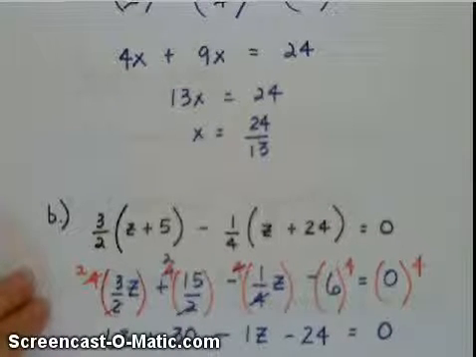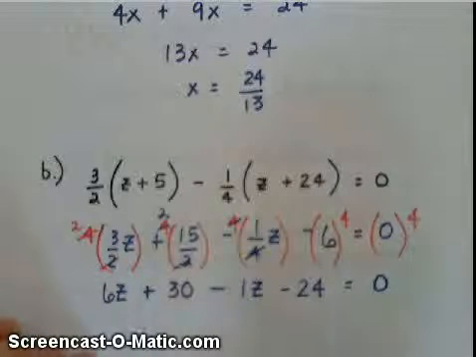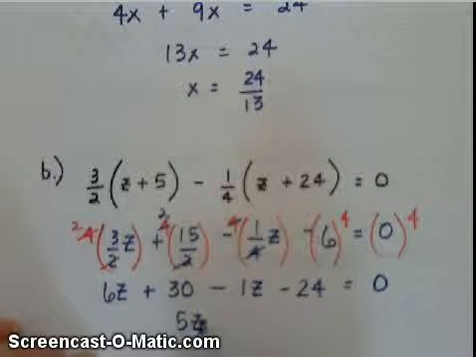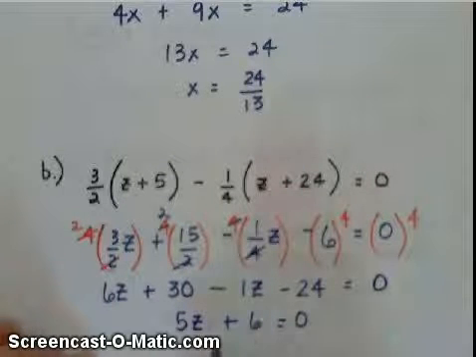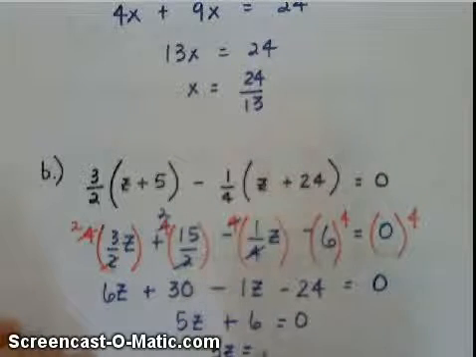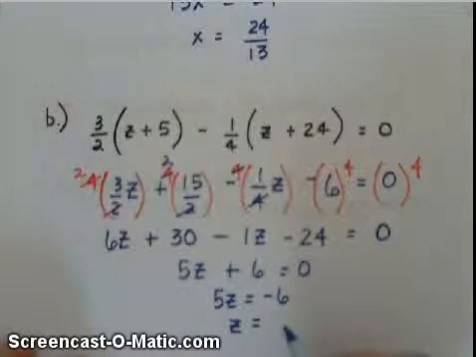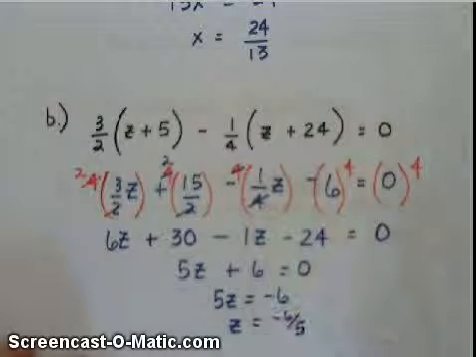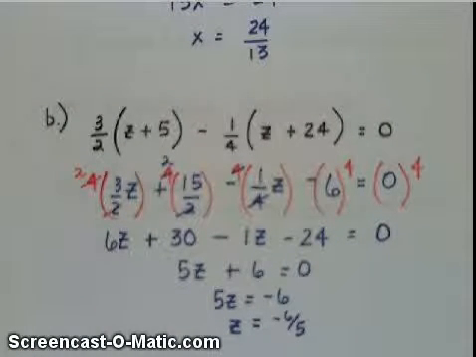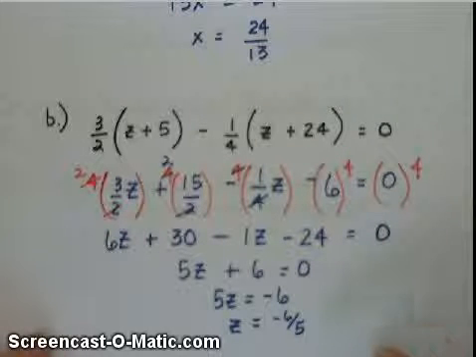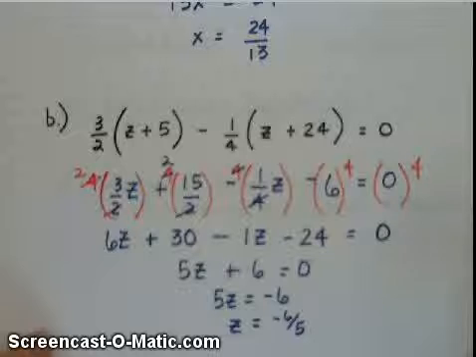And now again, you've taken it from 2 stories to 1. Let's finish it up. 6 minus 1 is 5z. 30 minus 24 is plus 6 equals 0. 5z equals negative 6, and z equals negative 6/5. So a quick review on how to work with a fractional equation. Get rid of the fractions, clear the fractions by multiplying. You can go back and check this if you have time.